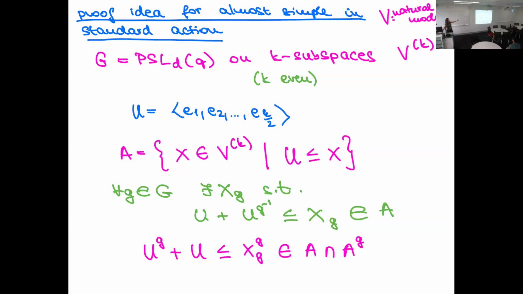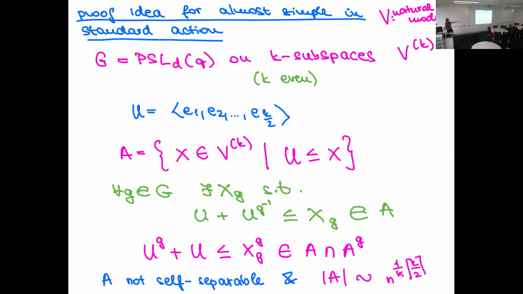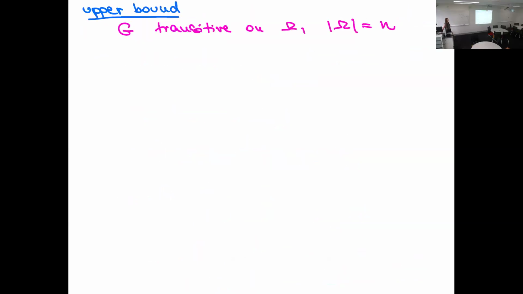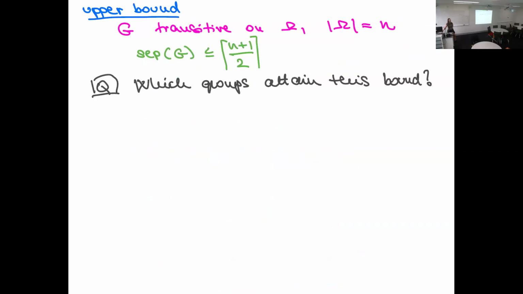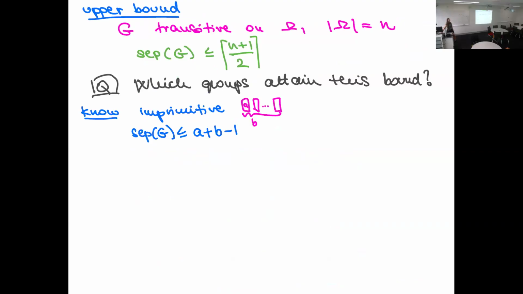Right. So then A is not self-separable, and A has size n to the 1 over k, k over 2. So as n gets really large, this is basically the square root of n. And this gives us the result. And then just to finish, I have given you the classification of groups which attain the sharp lower bound. So now I'm going to give you the classification of groups which attain the sharp upper bound. So which groups can attain this?